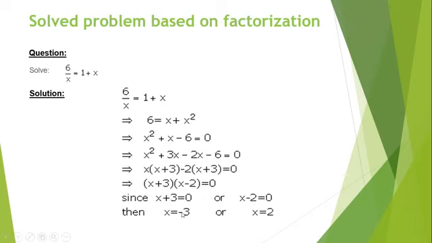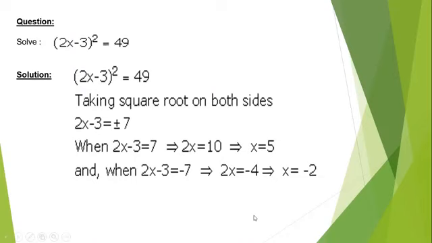x equal to minus 3 and x equal to 2. Always we should get two answers while solving quadratic equations, because these are quadratic equations with the degree 2. If degree is 2, we should get two values of x as the answer. This is a very simple question, and these type of questions you have done in 9th.